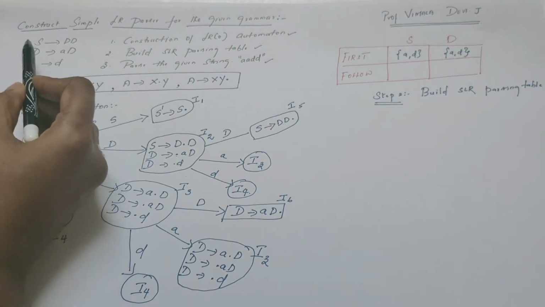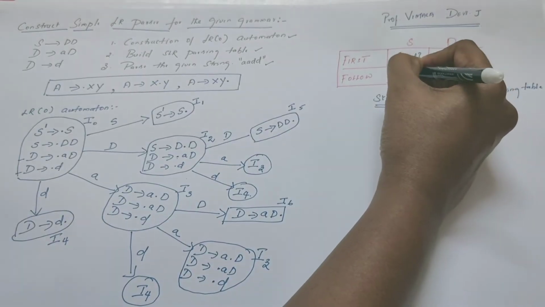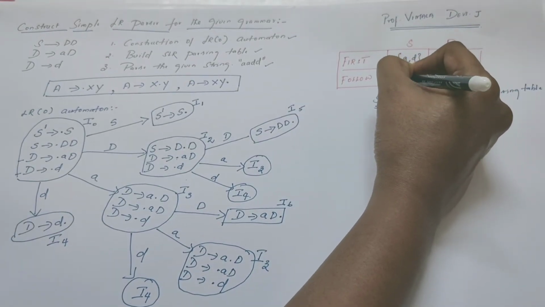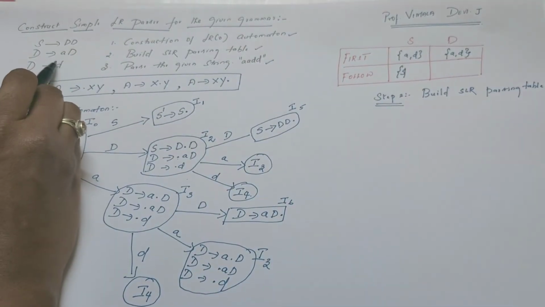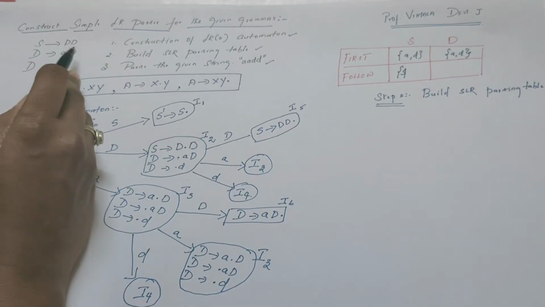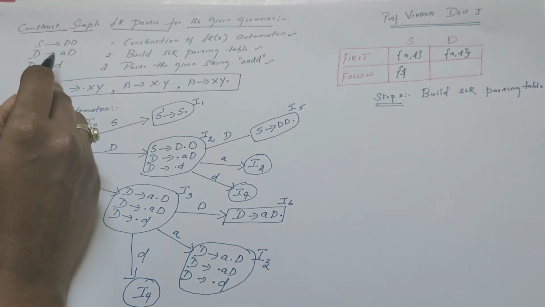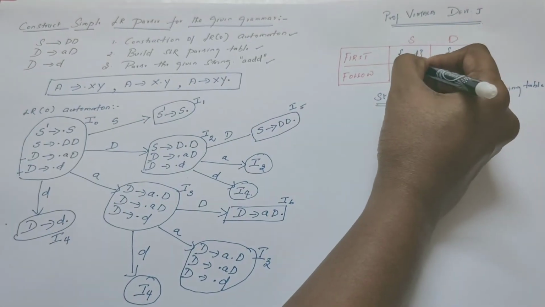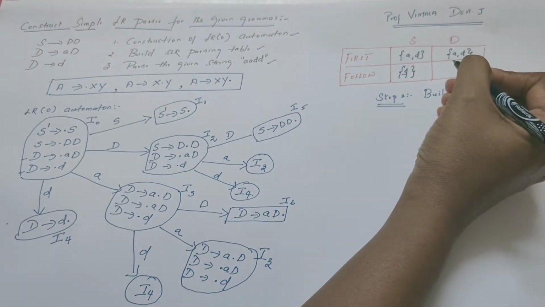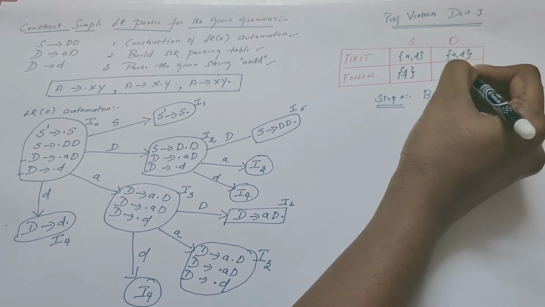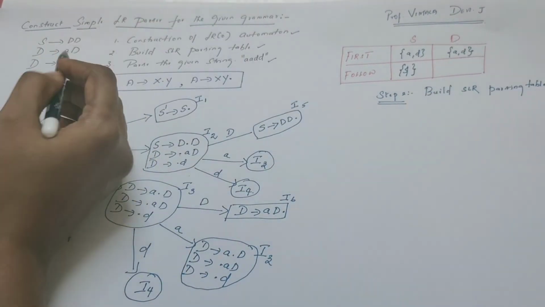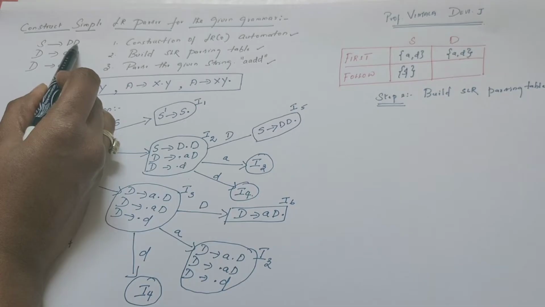Right. What is follow of S? By default, we have to include the dollar symbol that I have written here. But we don't have any production rule which has S on the right hand side. So further, we cannot find the follow of S. So follow of S contains only one symbol, which is dollar. Now we are going to compute follow of D. To compute follow of D, first let us consider the very first rule, S derives DD.